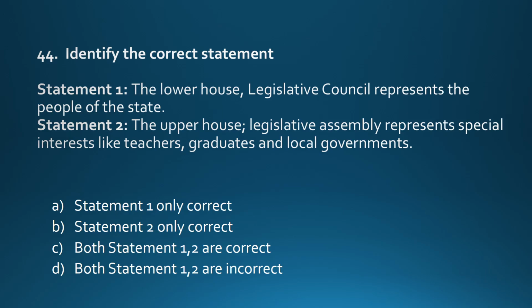Question number 44. Identify the correct statement. Statement 1. The lower house legislative council represents the people of the state. Statement 2. The upper house legislative assembly represents special interests like teachers, graduates and local governments. Option A statement 1 only correct. Option B statement 2 only correct. Option C both statement 1 2 are correct. Option D both statement 1 2 are incorrect.